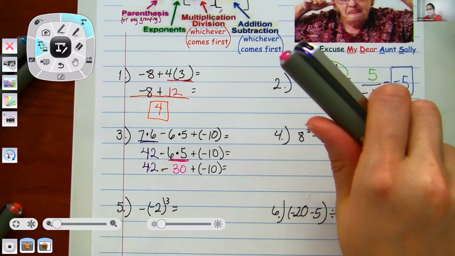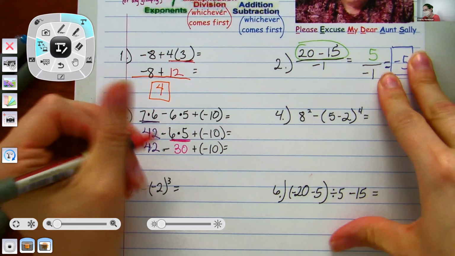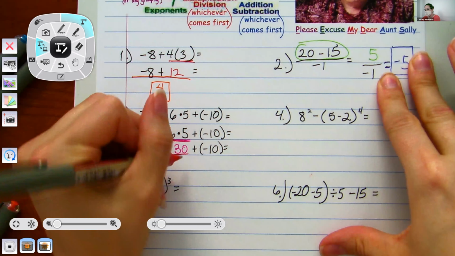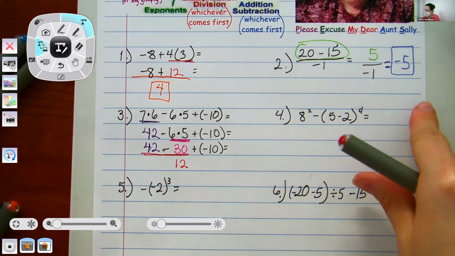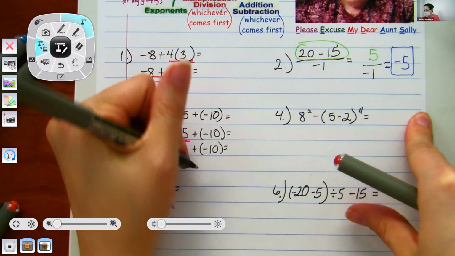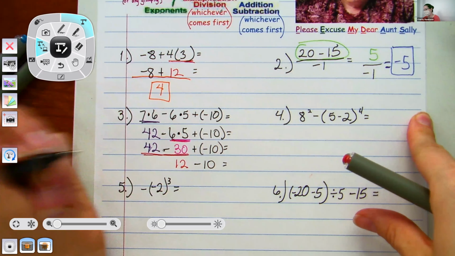Then I just need to finish up my adding and subtracting across. So 42 minus 30 is 12. So I have 12 plus negative 10. 12 plus negative 10, I could just call that 12 minus 10, same thing. And 12 minus 10 equals 2.